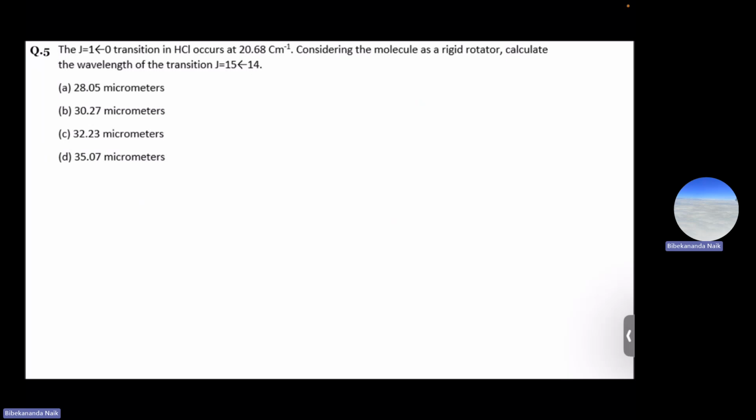So again we need to consider the concept of rigid rotator. For transition 0 to 1, the wave number is given, it is 20.68 centimeter inverse. So now we need to find out the wavelength corresponding to the transition. You can see the wave number is given and we need to find the wavelength, and the transition is J equals 14 to 15. So I'll give you a few minutes and then we will discuss what will be the correct answer.